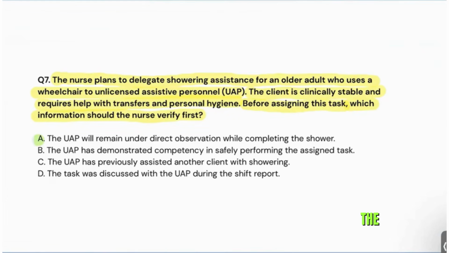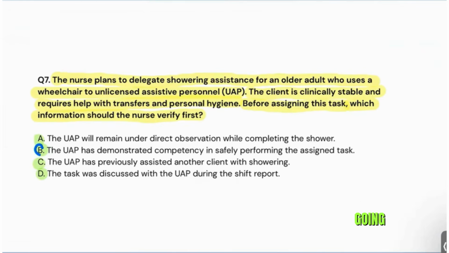Is it letter A, the UAP will remain under direct observation while completing the shower? Letter B, the UAP has demonstrated competency in safely performing the assigned task. Letter C, the UAP has previously assisted another client with showering. Or letter D, the task was discussed with the UAP during the shift report. Pause the video.